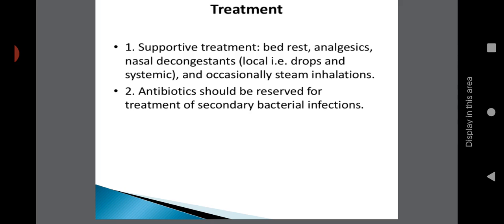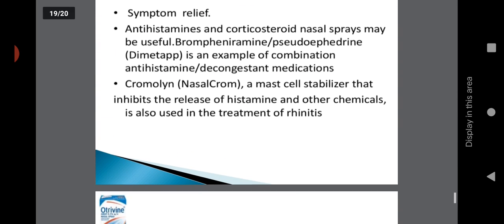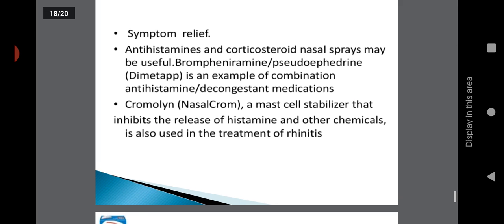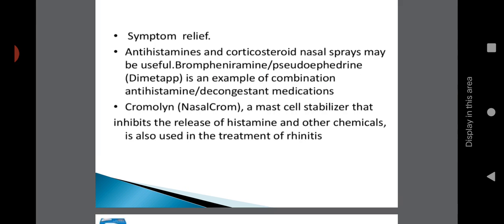The next one is antibiotics. Administration of antibiotics should be reserved for treatment of secondary bacterial infection. If there is an underlying bacterial infection or secondary cause, then we have to provide antibiotics. Then we can see symptomatic relief. For symptomatic relief, we can give antihistamines and corticosteroid nasal sprays. One example of an antihistamine is cetirizine. Corticosteroid nasal sprays are available like Otrivin. Then brompheniramine and pseudoephedrine are certain examples, also as a combination of antihistamine and decongestant. Then cromolyn, or nasal crom.